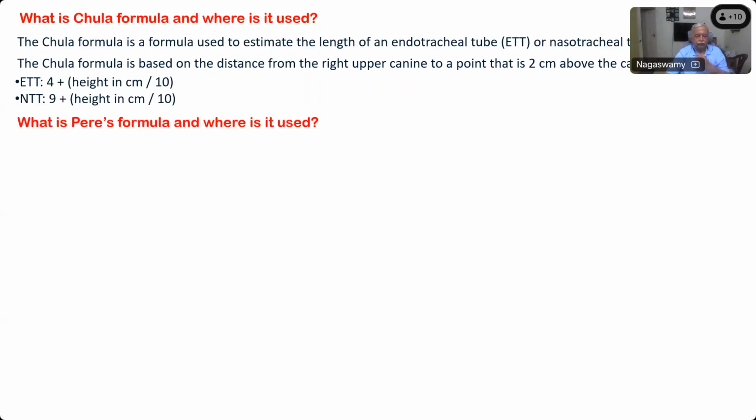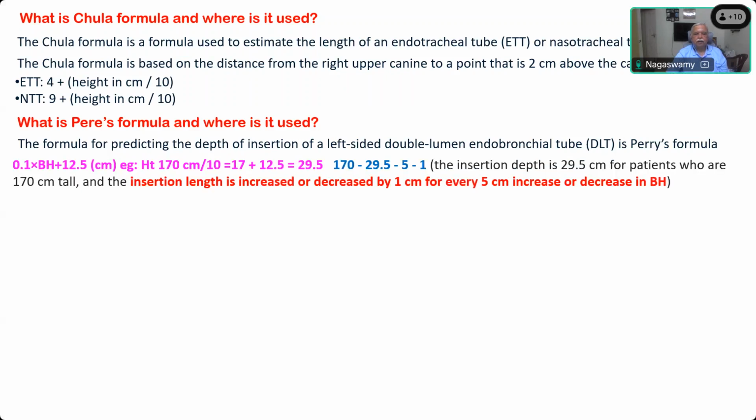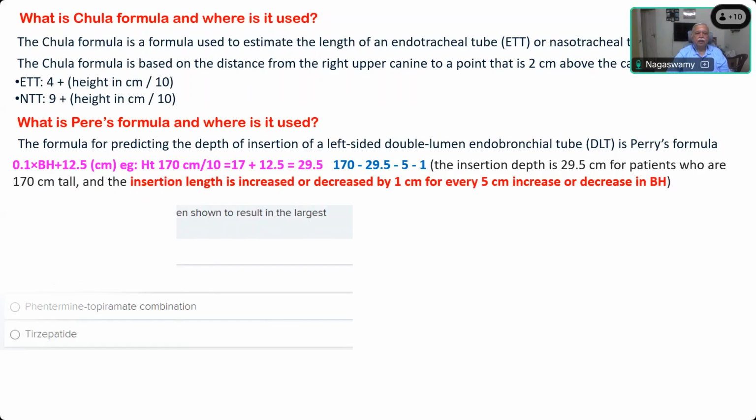Where is it used? Central venous line depth insertion. Insertion of left-sided double lumen tube in the bronchial tube. Okay, for that you use Perry's formula, where it is actually height plus 12.5, or for every 1 centimeter increase in 5 centimeter height of the patient's body height. So for a 170 centimeter patient, it will be 29.5. So we have to add 12.5 like that.